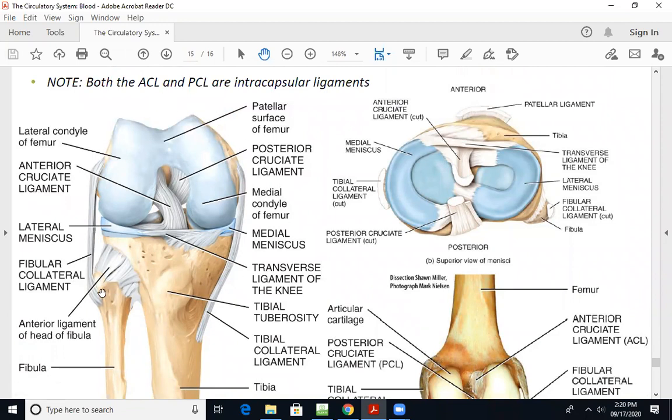But as far as this page goes, this is going to be the image that you're going to want to focus on. And that includes the things that are already all capitalized, with the exception, don't worry about transverse ligament of the knee, tibial tuberosity. That's not something that I'm going to focus on for this page. And then remember, be able to identify this as the LCL and the MCL.